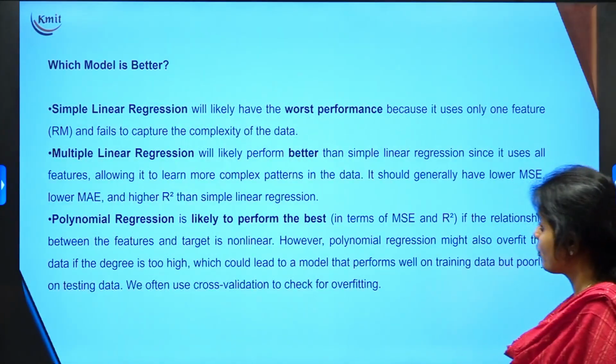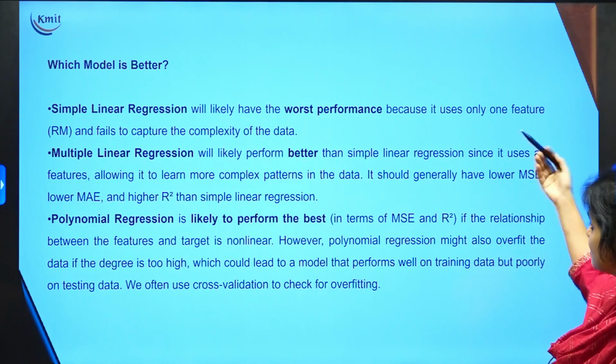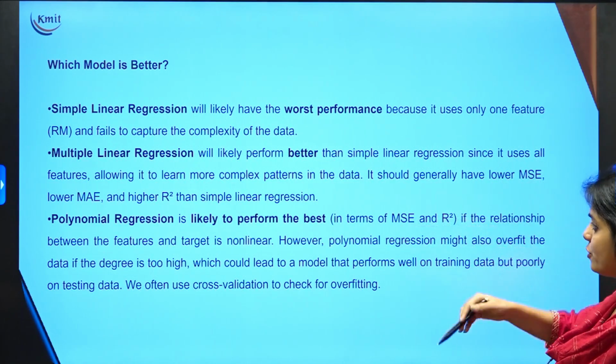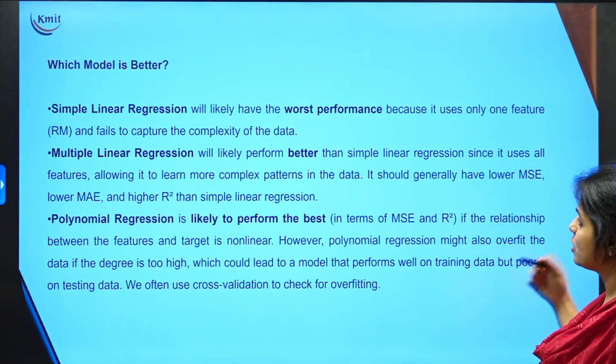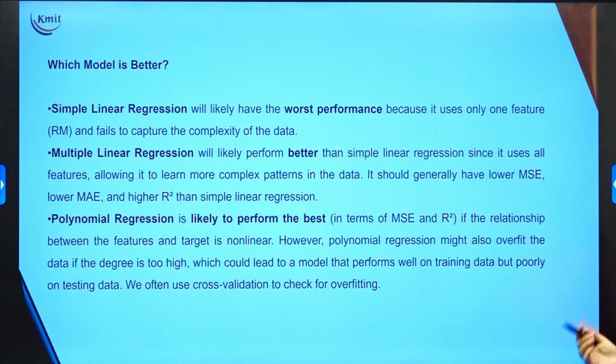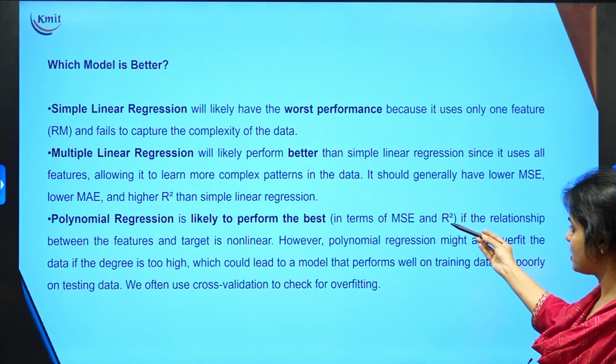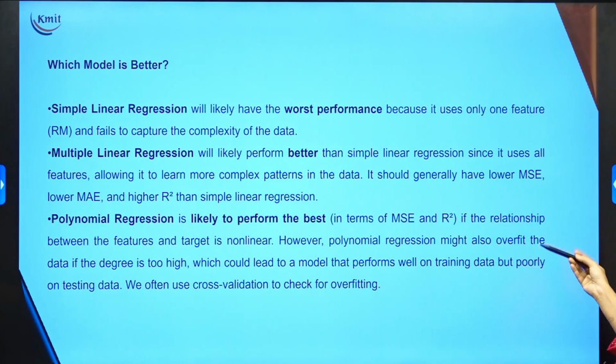Okay. Now when I talk about multiple linear regression, it will perform likely better than simple, since it uses all features as I told you, allowing it to learn more complex patterns in the data. It should generally have lower MSE, lower MAE and higher R square. R square value should be higher than simple linear regression. When I talk about polynomial regression, this is the best for this particular data set in terms of MSE and R square if the relationship between the features and target is non-linear.